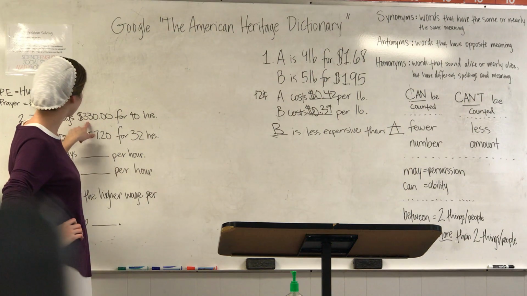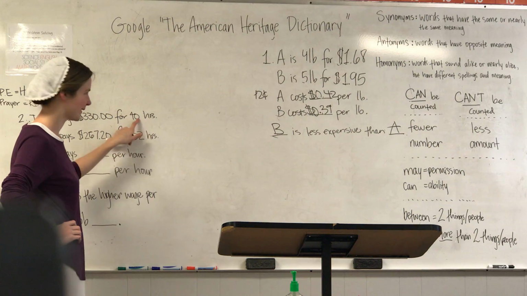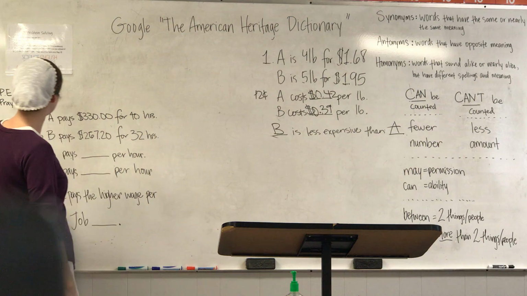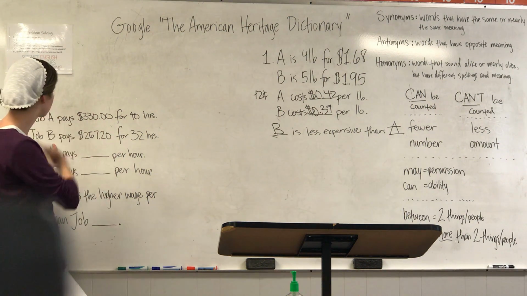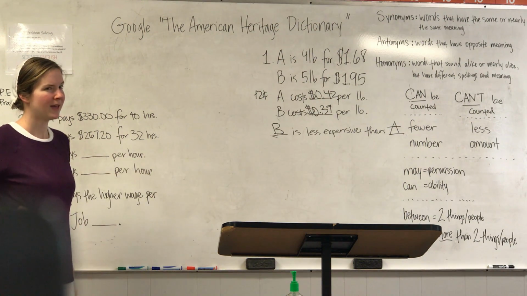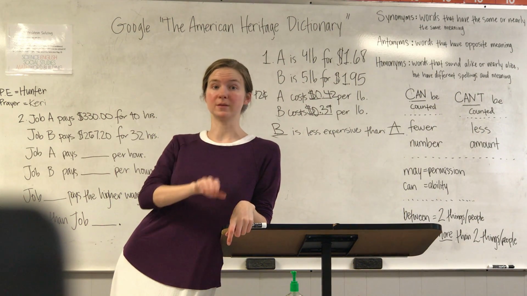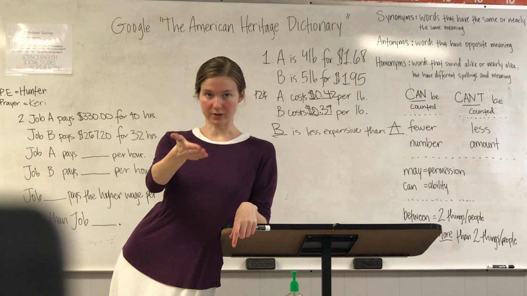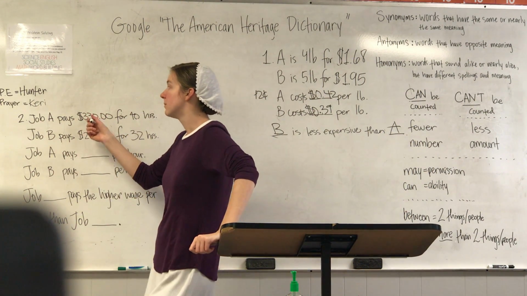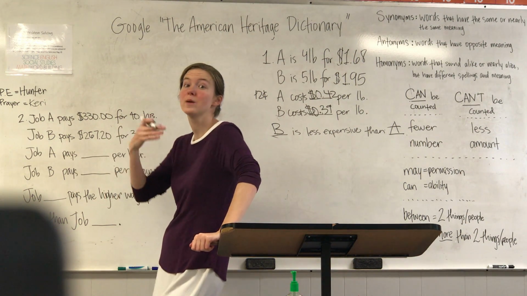Job A pays $330 for 40 hours. Oh, that's a lot of money, but it's also a lot of hours. This is like a full week's worth of work. Job B, from another person, pays $267.20 for 32 hours. And you might just be like, well, I don't know which one's the best deal. Who will pay me the most per hour? If you need to know, then divide it out, and it will tell you. You get a lot more money with job A, but you also work 8 more hours, like one more full day.